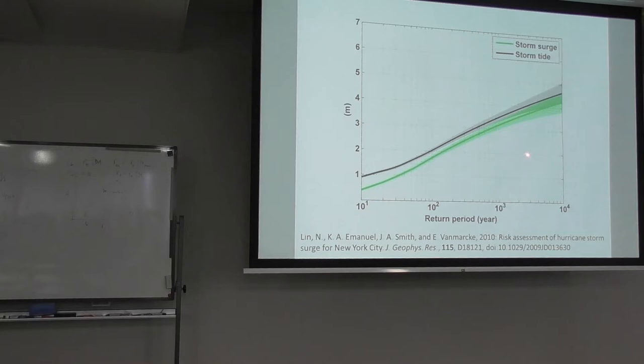So this is return period. And by the way, the return period is just the inverse of the annual probability. That's its definition. It's a funny number, but. And this is the magnitude in meters of the surge at the Battery. This is just the surge itself. And then this is what happens if it happens at high tide, basically. There'll be additional tide on top of the surge. And this study we published in 2010.